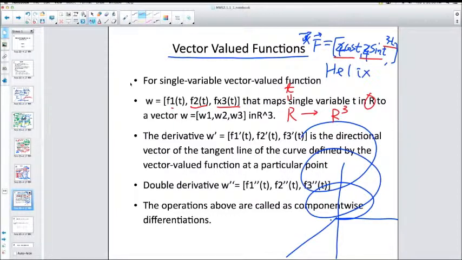You can also take a derivative. That's much easier. You can take a derivative one by one. If you take a double derivative, you take a double derivative one by one. So in the example above, if I want to take this derivative, the derivative of 4 cosine t is negative 4 sine t. The derivative of 4 sine t is 4 cosine t, and the derivative of 3t is 3.